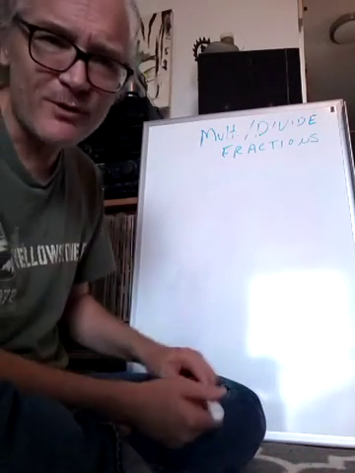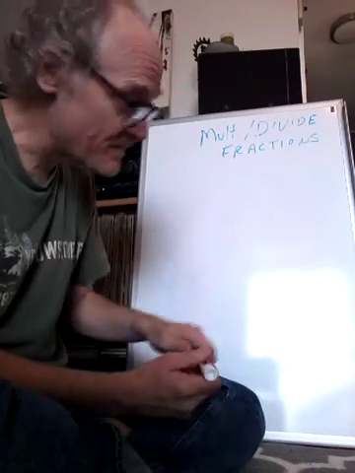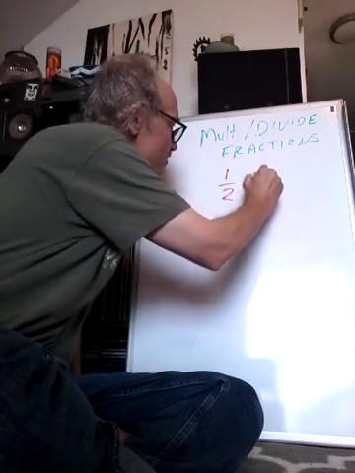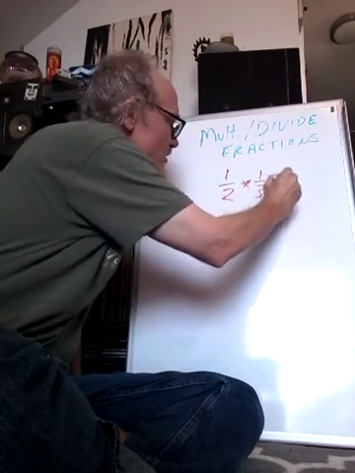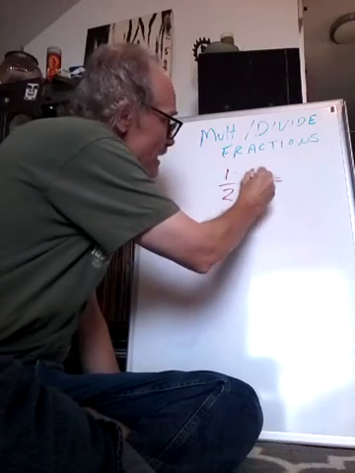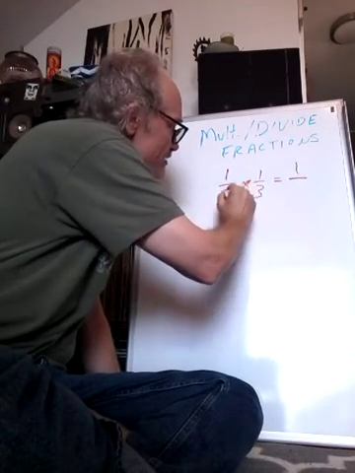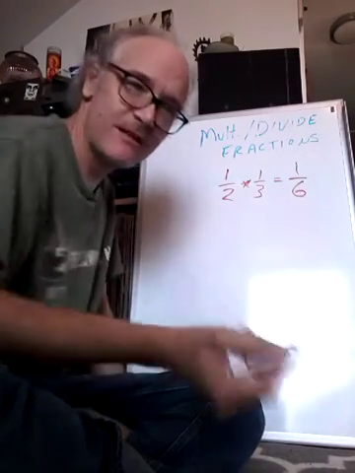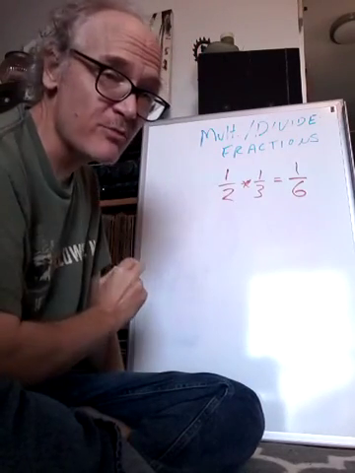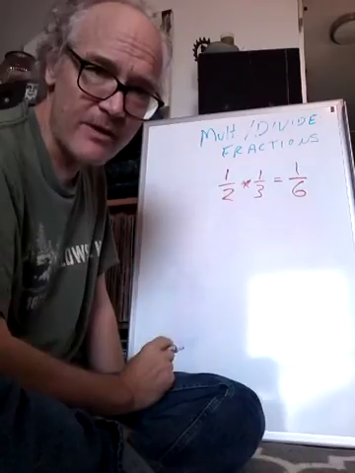Suppose we start with a simple case of multiplying fractions. Let's say we have 1/2 times 1/3. What do we do? Not too hard. 1 times 1 is 1. 2 times 3 is 6. And we're done. See? We multiply straight across the numerator and straight across the denominator.